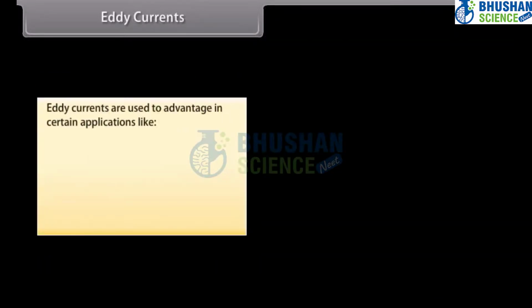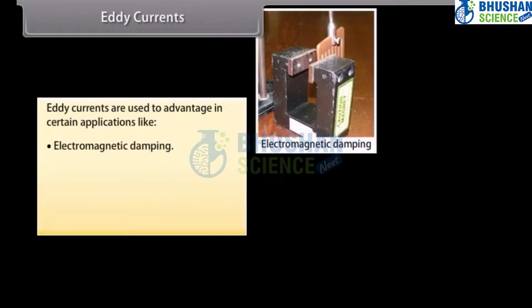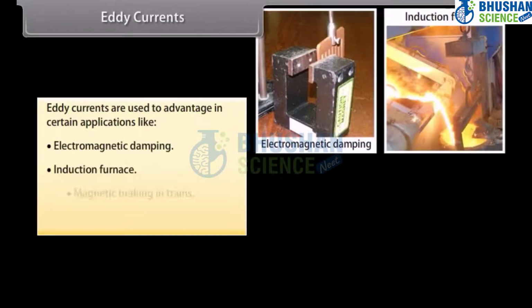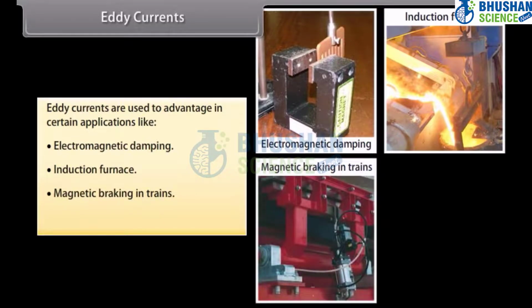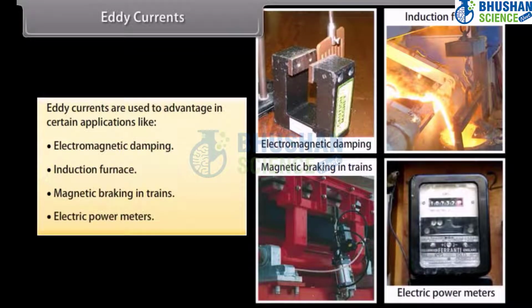Eddy currents are used to advantage in certain applications like electromagnetic damping, induction furnace, magnetic braking in trains, and electric power meters.